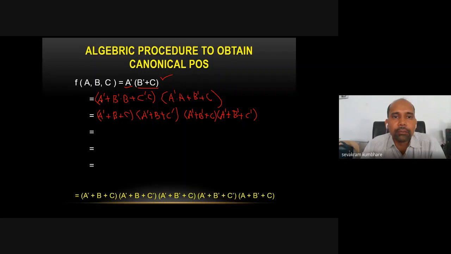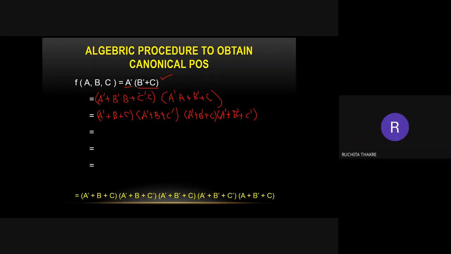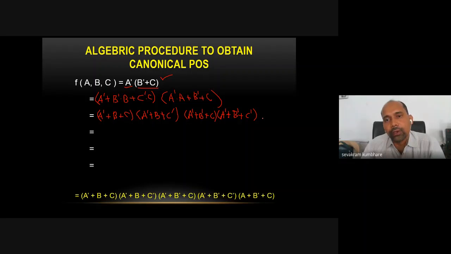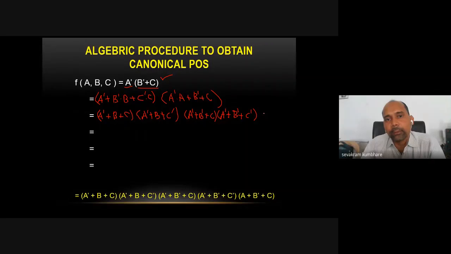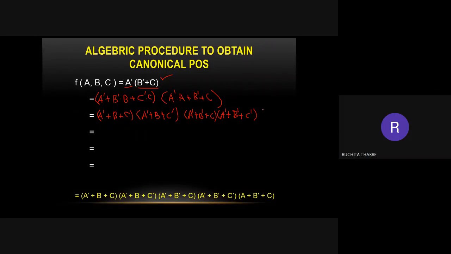What I am doing? A bar plus B bar plus C. Plus A bar plus B plus C. This one I have taken. Next time A bar plus B plus C bar. This I have taken. Next time A bar plus B bar plus C. This I have taken. A bar B bar C bar. This I have taken. Got it? Any doubt in this?